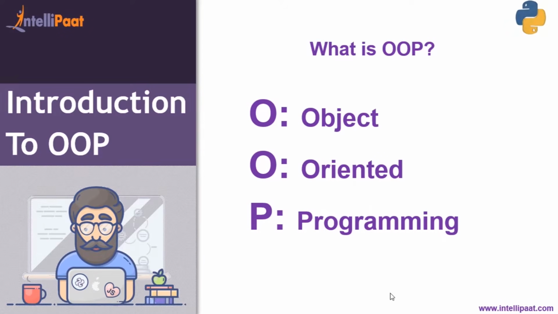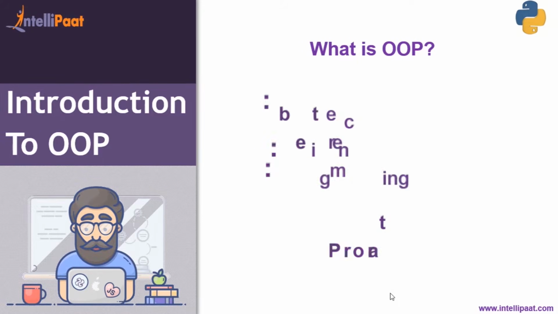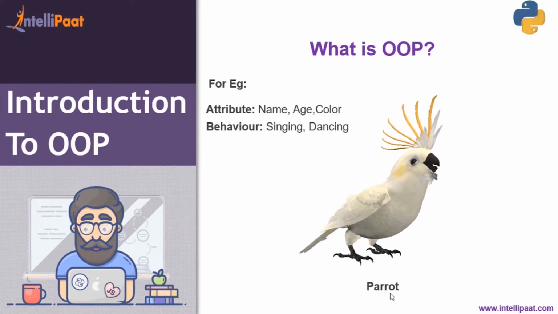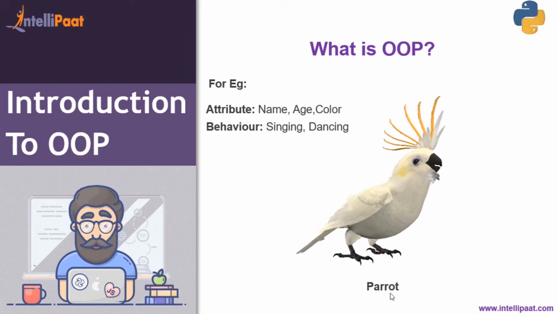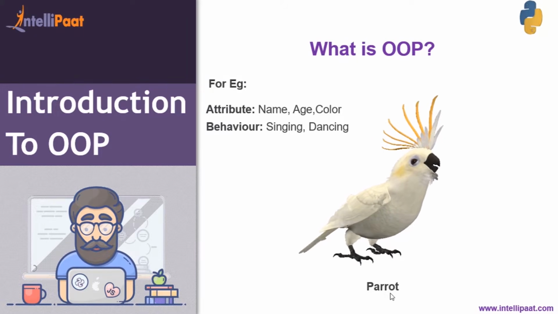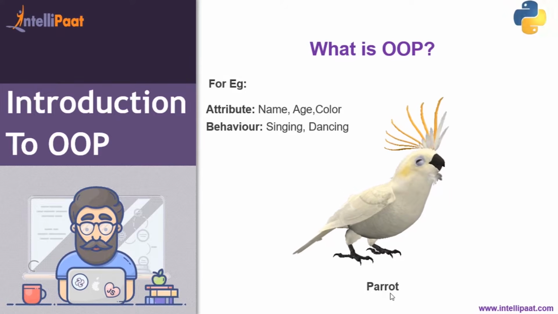One of the popular approaches to solve a programming problem is by creating objects, and this approach is known as object-oriented programming. If you talk about an object, it has mainly two characteristics: attributes and behavior. For example, there's a parrot on our screen, right? You might be wondering what a parrot is doing over here. So this parrot is an object of class bird, which has some attributes like name, age, and color, and its behaviors are that it can sing, it can dance, right?